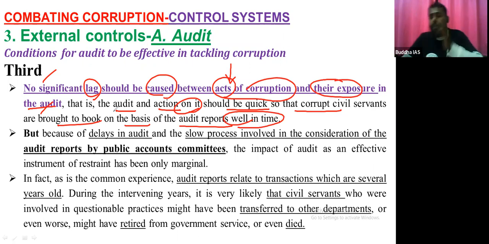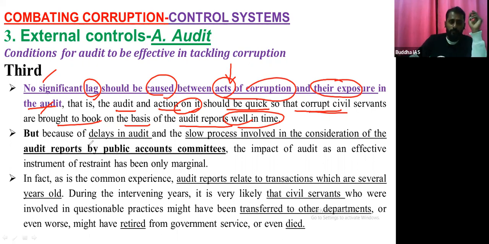Means audit and the action should be concurrent. As the process is going, the audit also should go along with that. That the audit and the actions on it should be quick so that the corrupt civil servants are brought to book on the basis of the audit report well in time.